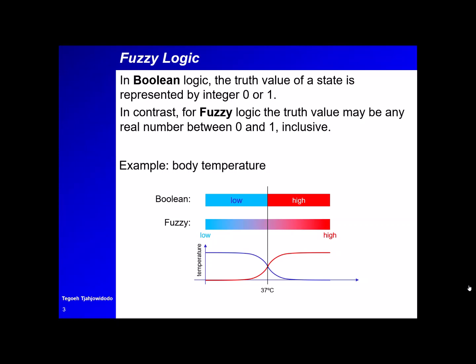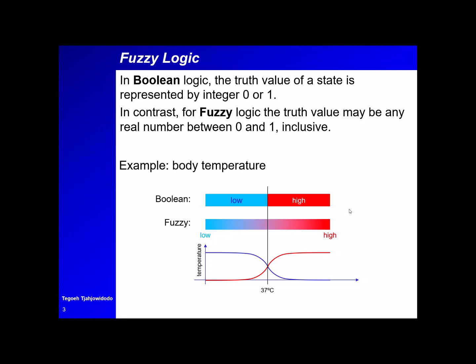In contrast, fuzzy logic has a different approach. If Boolean only has two values, 0 or 1, black or white, cold or hot, right or wrong, fuzzy logic has varying numbers between 0 and 1. So it has a gradual number to represent or to quantify an entity. It's not like Boolean. As an illustration, probably you can see in this slide, we are talking about temperature.